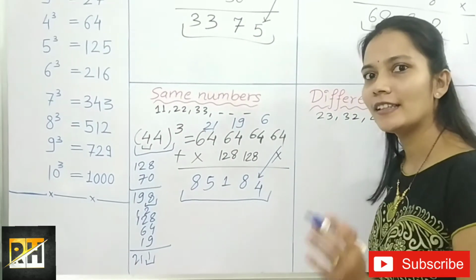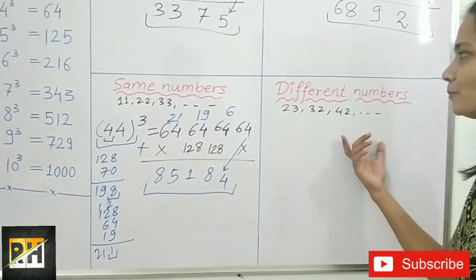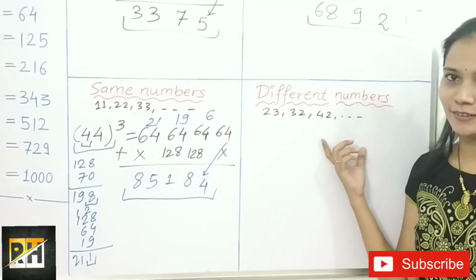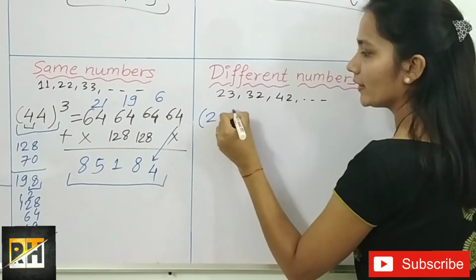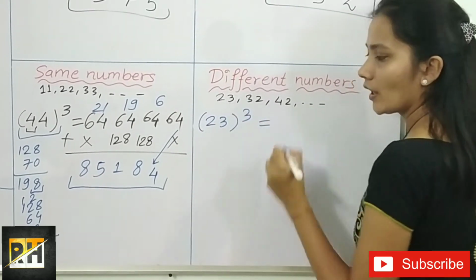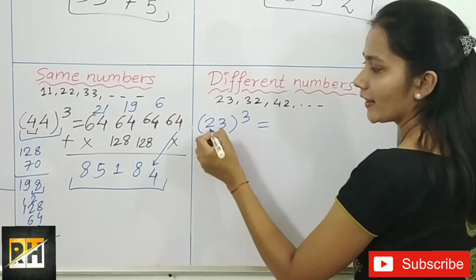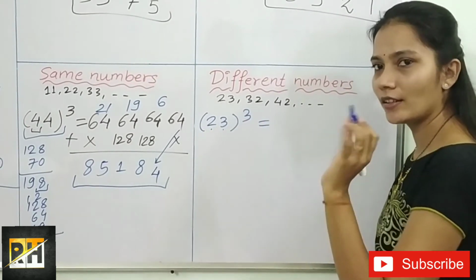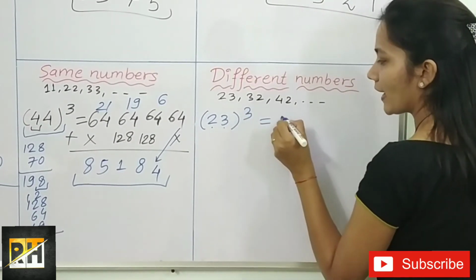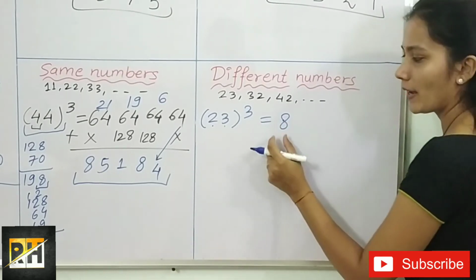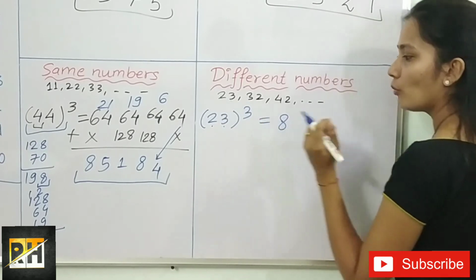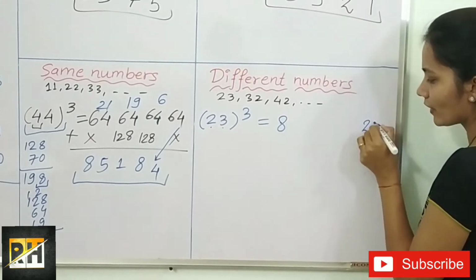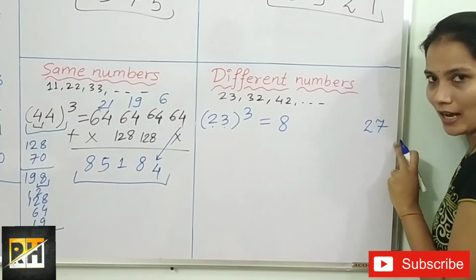Let us take the last method. That is for the different numbers. For finding the cube of 23, two things you should know, that is the cubes of 2 and 3. So cube of 2 is 8. You will write the first term as the cube of first term. And the cube of 3 as 27. So you will write it last.